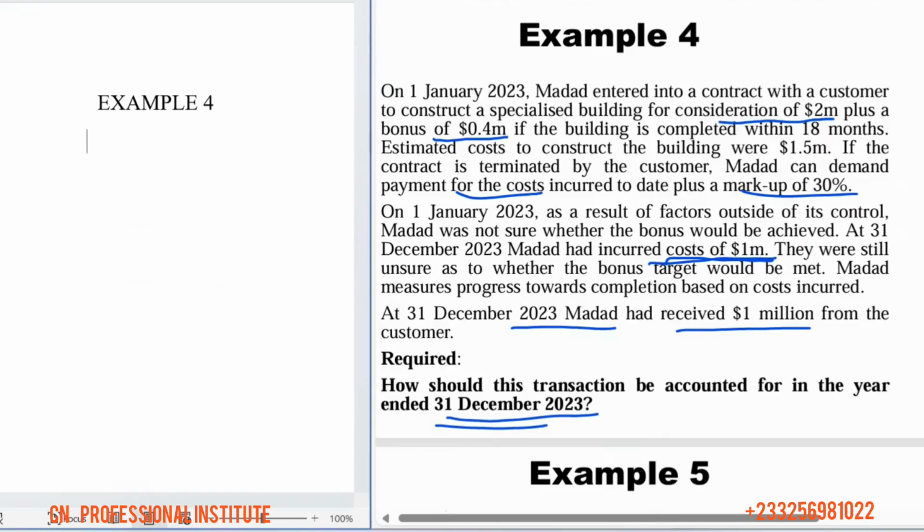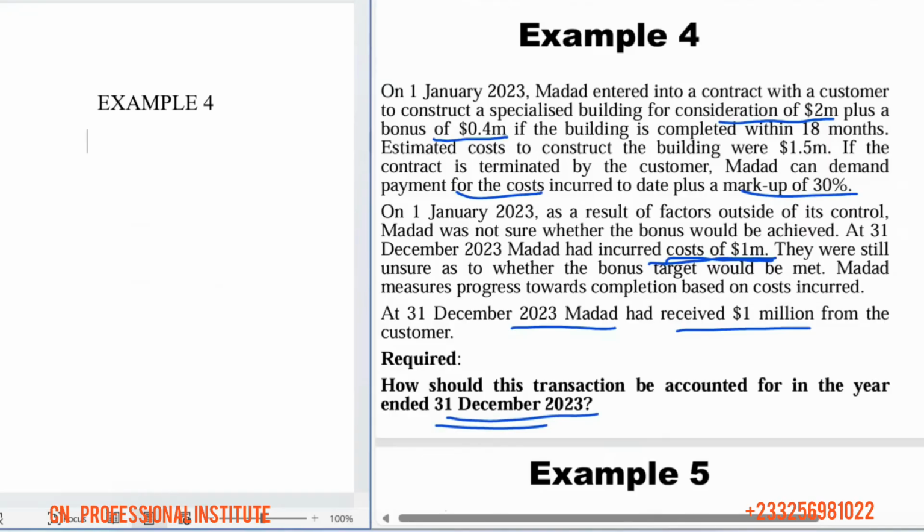And then with the 30% markup, we were also told that if the contract is terminated, then my dad can demand for what? Their cost incurred to date plus what? A markup of 30%. After reading the question, it's not stated that the contract will be terminated by the customer. Are you following? So my dad would demand the payment plus 30% markup only when the contract is terminated, only when the customer defaults. When the customer terminates the contract, that's when my dad can demand payment plus the markup.